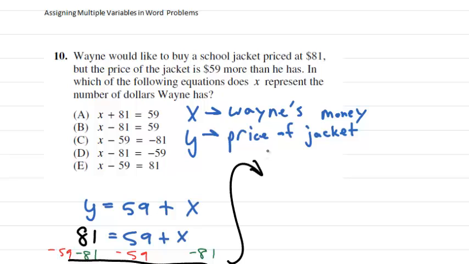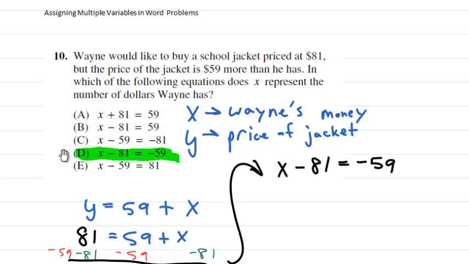When I do that, I have X minus 81 equals negative 59. And that would be the same answer that we have in choice D.